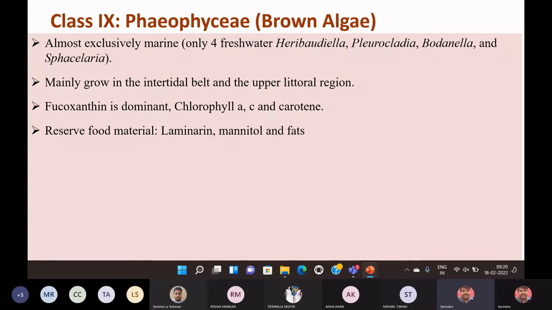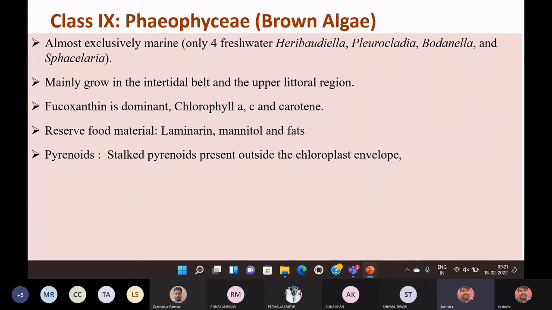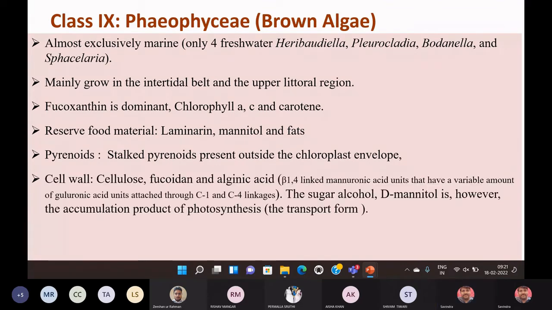Reserve food materials are laminarin, mannitol, and fats. So till now you have seen pyrenoids inside the chloroplast, but here there are certain cases where you can see that pyrenoids are attached to the chloroplast with a stalk. The cell wall is mainly cellulose, fucoidin and alginic acid.